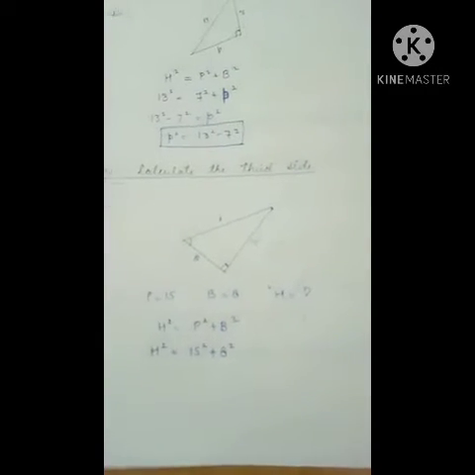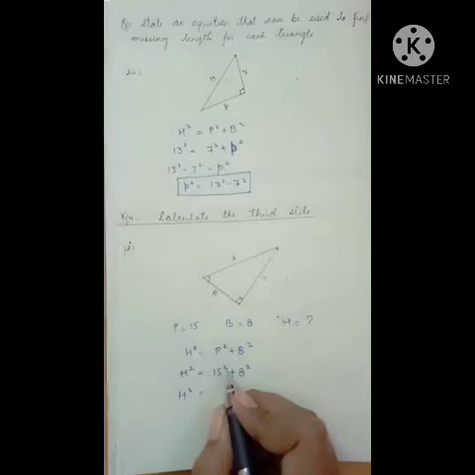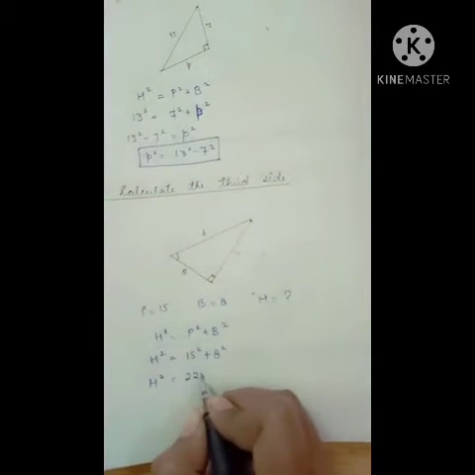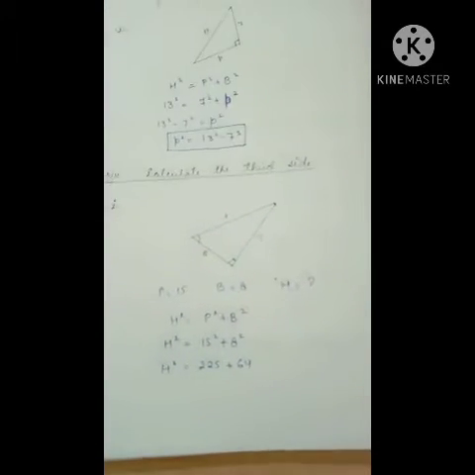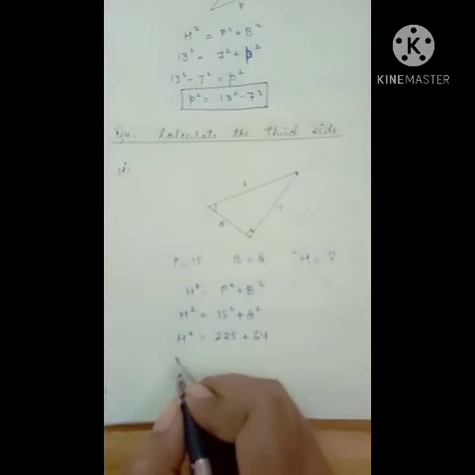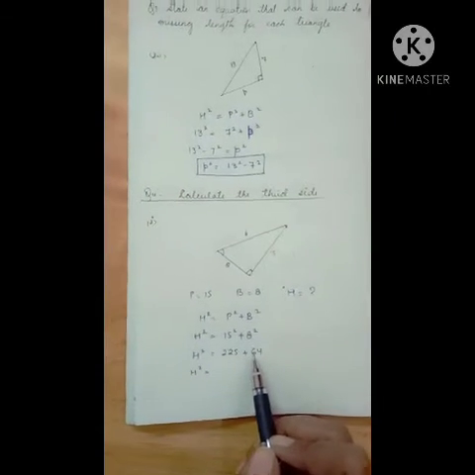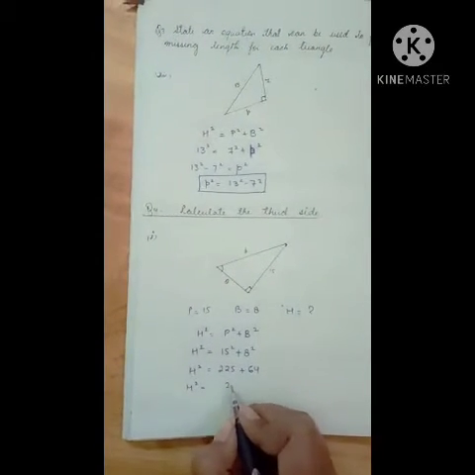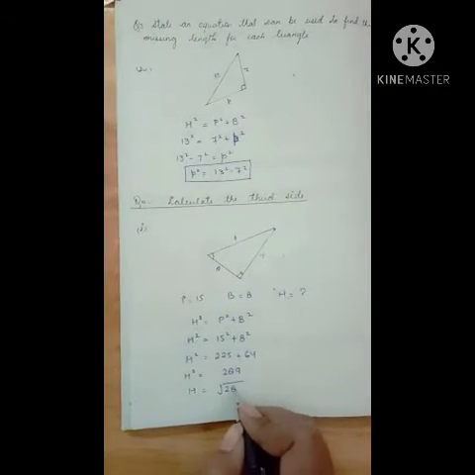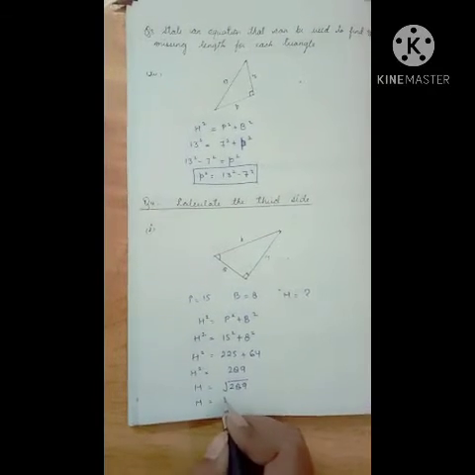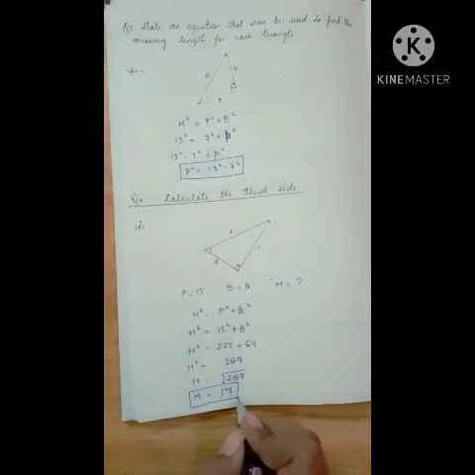Now the square of 15 is, hypotenuse square is equals to 15 square means 15 multiplied by 15, 225, and 8 square means 8 8s are 64. Now we add 225 and 64. Here you get 225 plus 64, 289. Now a hypotenuse is equals to what? Square root of 289. So square root of 289 is 17. So this is hypotenuse.